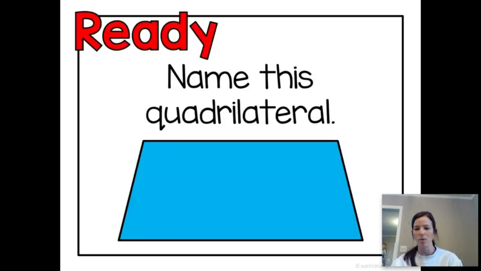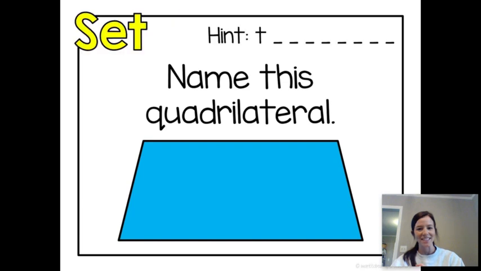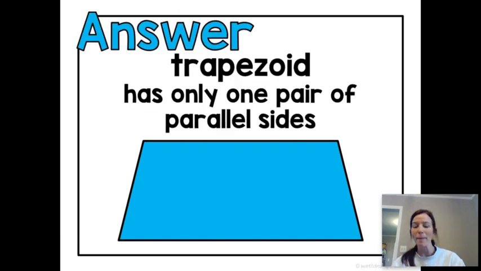All right, name this quadrilateral. This one's a toughie. Ooh, the hint helps it out a little bit. Trapezoid. The reason is it only has 1 set of parallel lines. If you see on the edges or on the sides, 1 set is eventually going to touch.